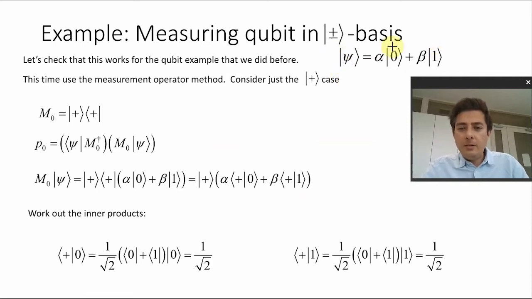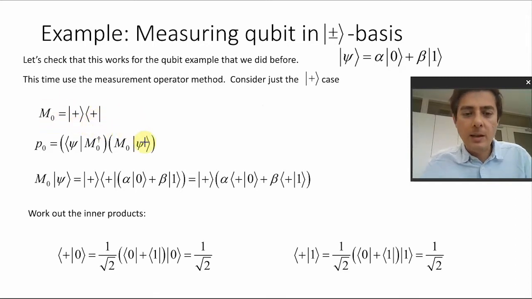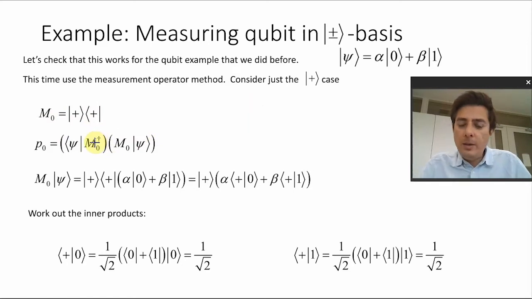So we've got our state alpha 0 plus beta 1. And suppose we wanted to work out the probability of getting the plus outcome when we do that plus measurement. Okay, so in this case, maybe the advantage of the measurement operator method is that you don't have to rewrite the state in the plus-minus basis.